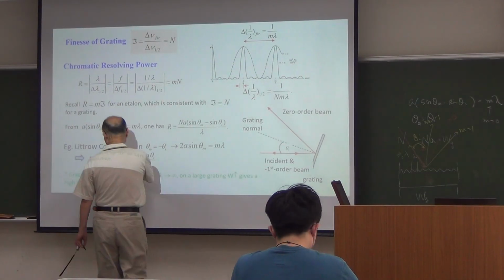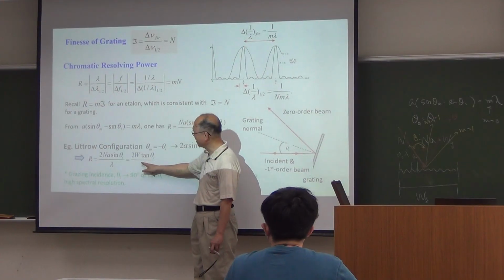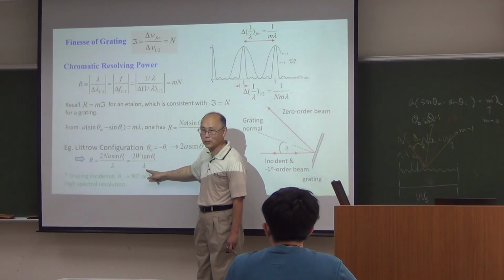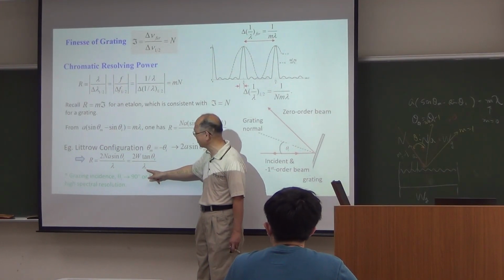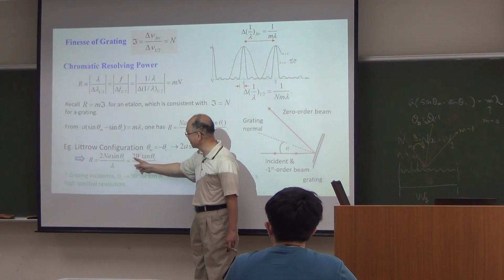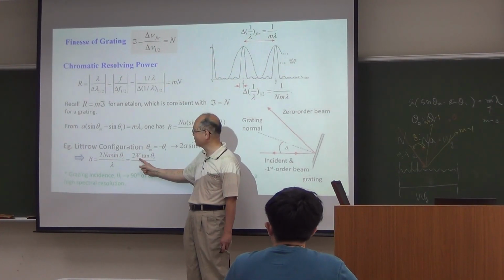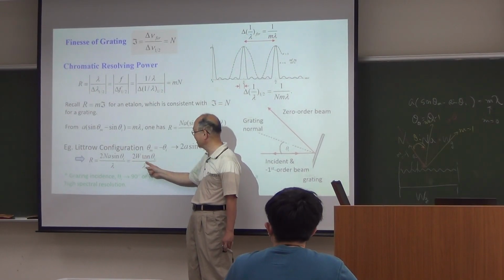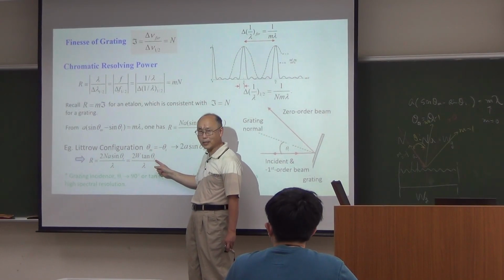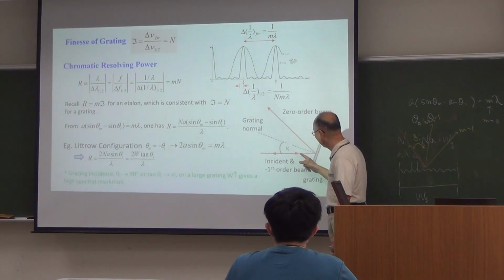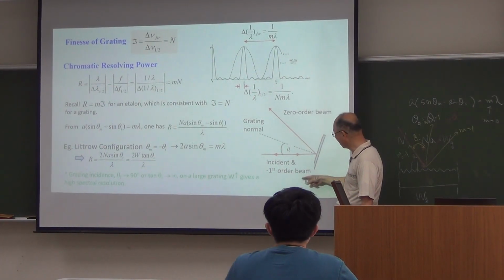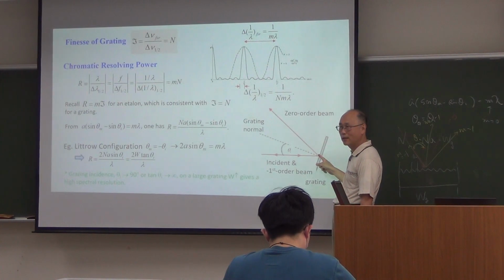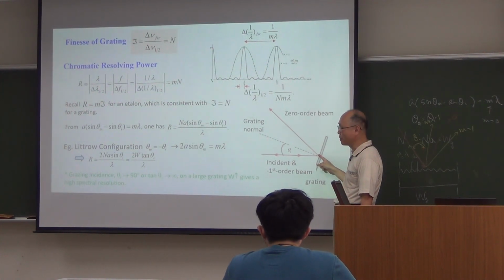So how do I make this real big? Well, wavelength is sometimes not something you can control, depending on the light source. But you can make this grating really big. This is the width of the grating. Okay, and make this big, then theta I, make this theta I almost 90 degrees. Then you get a bigger resolution.